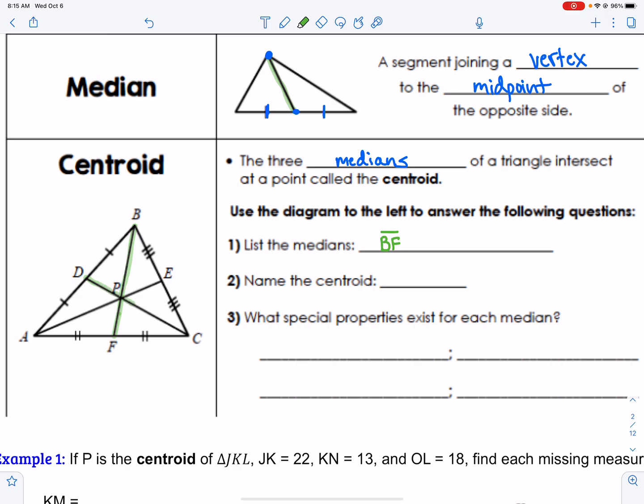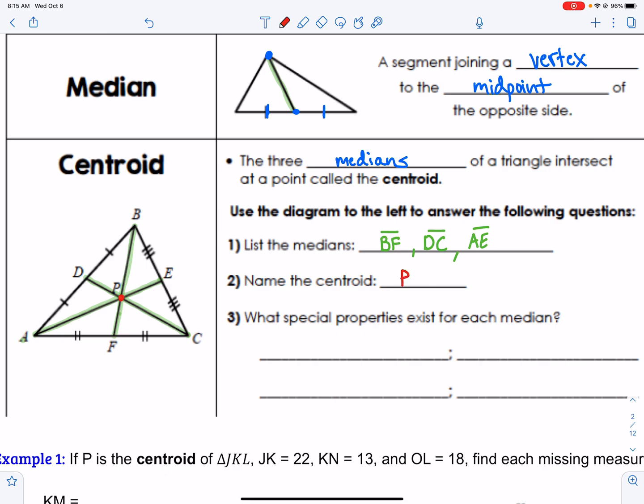Another median would be CD, I'll call it that because it goes from vertex C to D, which is the midpoint of side AB. So let's write D, C, or CD. Either way you write it, it's still the same segment of the triangle, which is our median. And then A connected to E. So the vertex A connects to the midpoint of BC, which is the point E, and that's another median. So AE is our other median. The centroid in this triangle is just named with the letter P. That's where they all intersect.